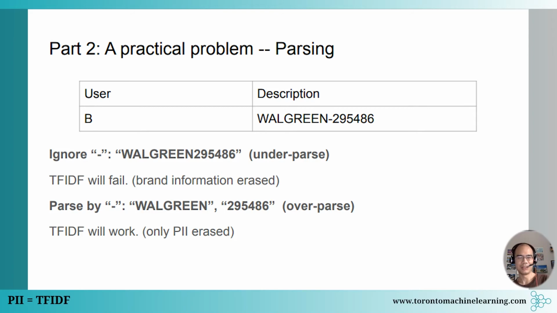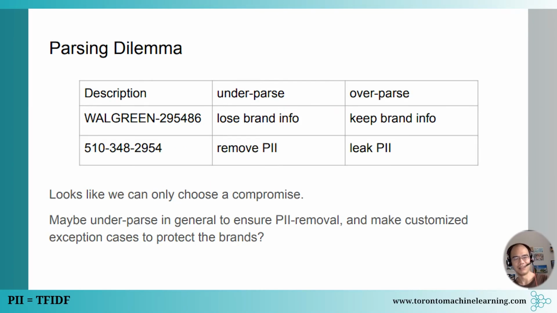So you can see now we are in a bit of a pickle, right? There's a dilemma that both cases exist in your transaction record. If you choose to underparse, in the second case, great, you remove PII, but in the first case, you lose the important information. If you choose to overparse, in this case you keep the brand information, but in the second case, you're going to leak PII, which we don't want.